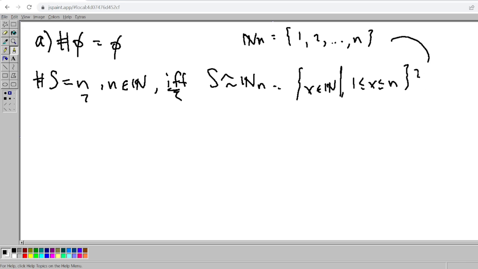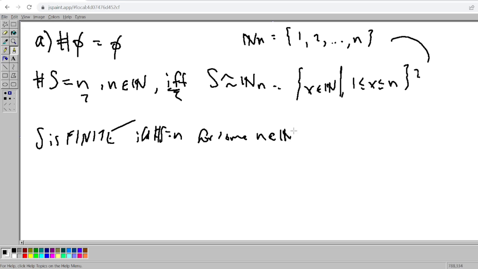So a set S is called finite if the cardinality of S equals n for some n in N naught, where N naught is just equal to the set N unioned with 0. So it's basically just the natural numbers plus 0. You could also just use positive integers, but that's not a fight I'm going to care about particularly.